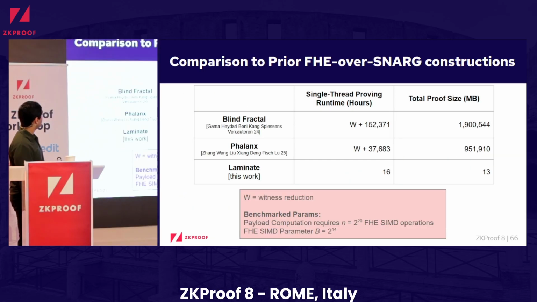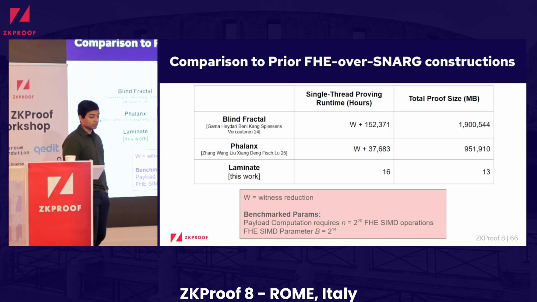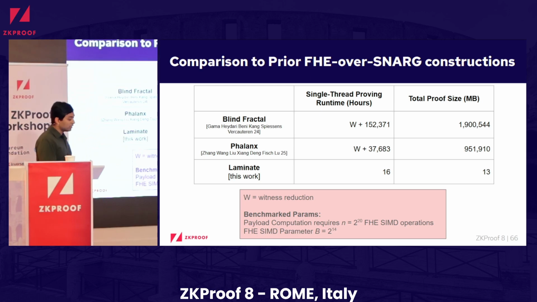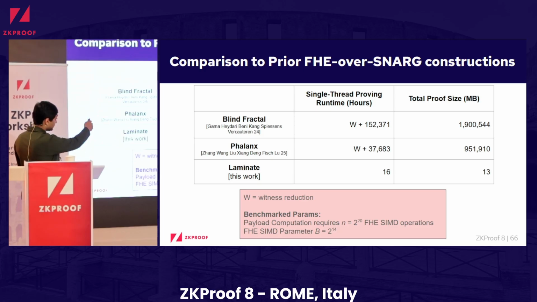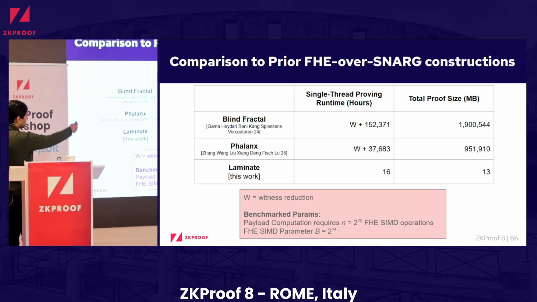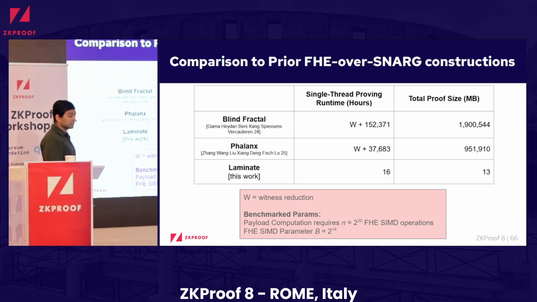Cool. So let's talk about the evaluation. Comparing Laminate to prior FHE over SNARK constructions, we have the following table. Here we benchmarked a payload computation with 1 million FHE SIMD operations that use all of the 2^14 slots. As you can see, Laminate is like 2,300 times faster than Phalanx and admits proofs which are roughly 70,000 times smaller than Phalanx. But that's not the interesting thing to look at.